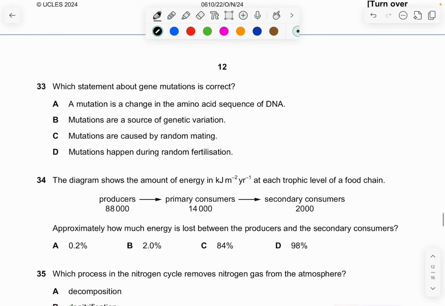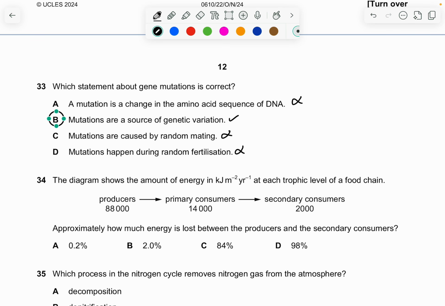Question 33. Which statement about gene mutations is correct? A, a mutation is a change in the amino acid sequence of the DNA. It's actually wrong. B, mutations are the source of genetic variation. Yup, this is correct. C, mutations are caused by random mating. No. D, mutations can happen during random fertilization. That is also wrong. That's actually more to do with genetic variation. So the answer is B.